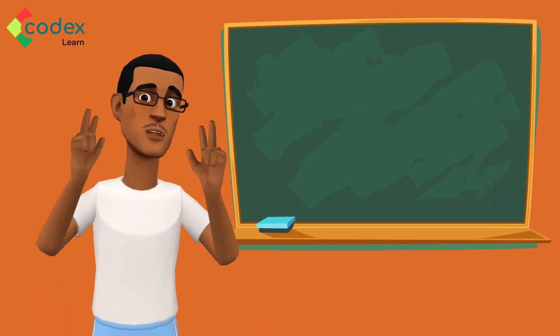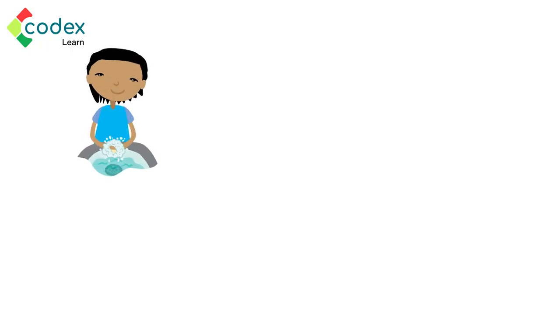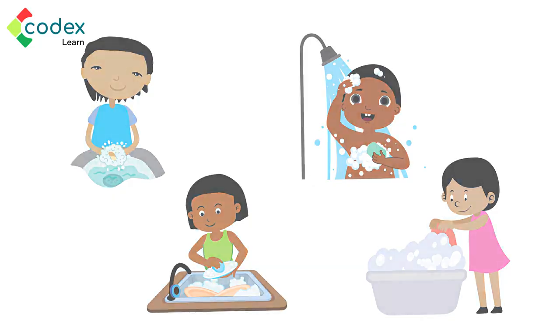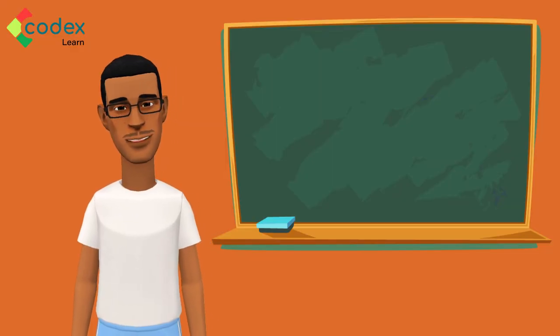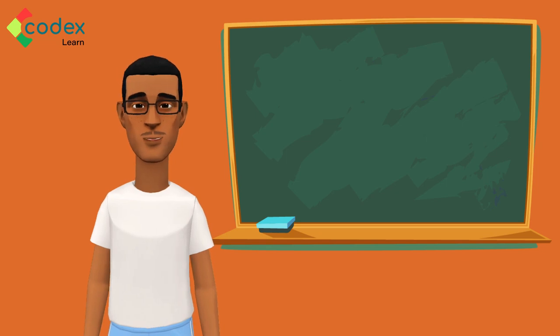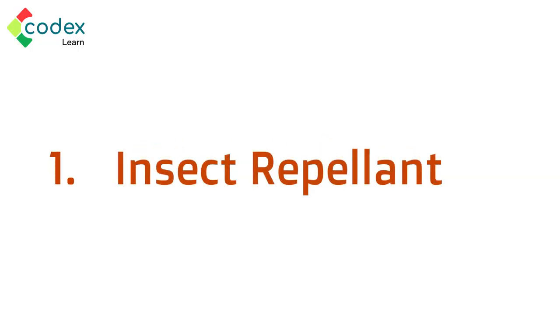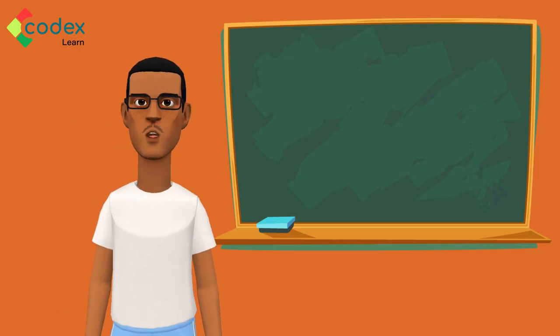To a lot of people, soap is only useful when we need to remove dirt and stains from our hands, bodies, dishes, and clothes. However, that's not all that soap can be used for. In this lesson, we are going to discuss the many other interesting uses of soap. Number 1. Insect repellent. I bet you didn't know that soaps can be used to keep insects away.